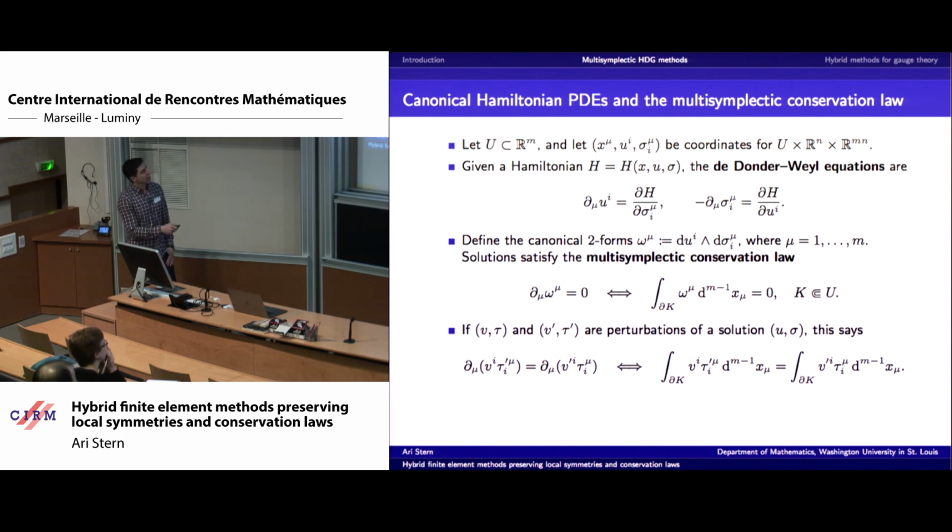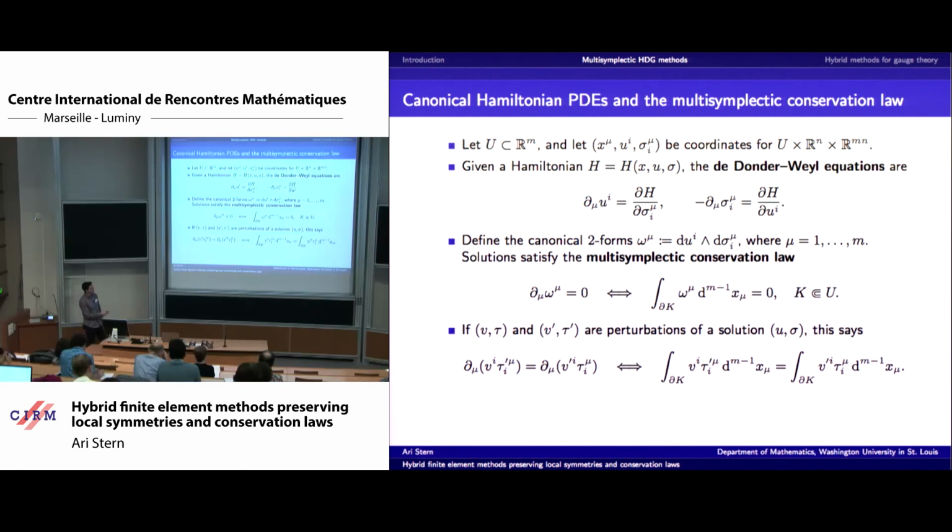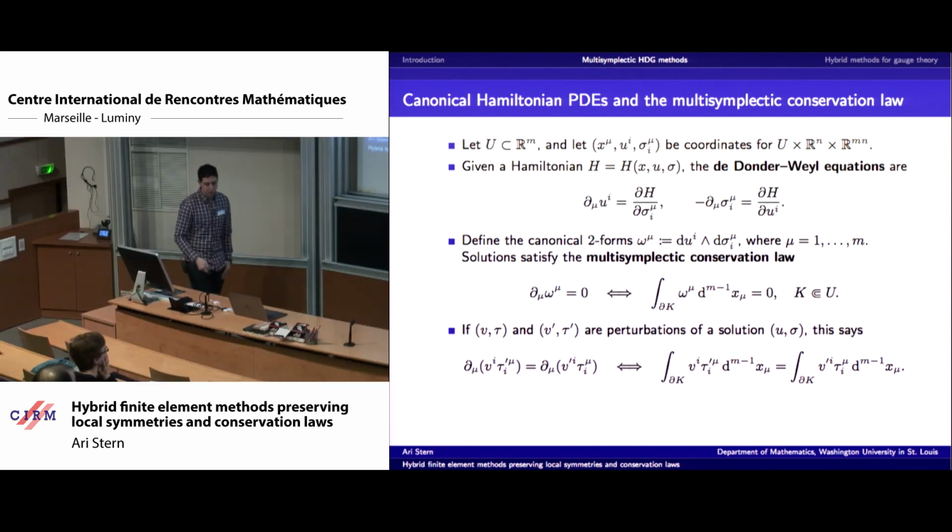So what does this say? Well, what this conservation law actually says is that if v, tau and v prime, tau prime are perturbations of a solution u, sigma, then I have this basically symmetry between the v's and the taus. This is just a generalization of the argument where on the previous slide this was the flux of v, but here it's a different variable, which I can think of as a conjugate momentum to that flux.